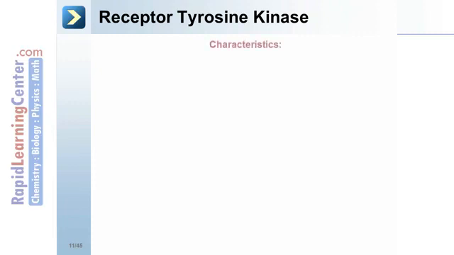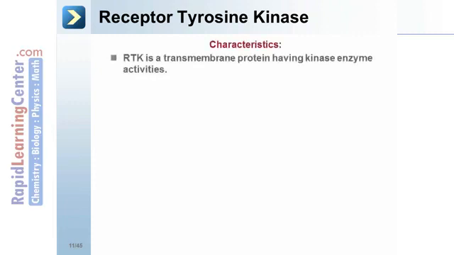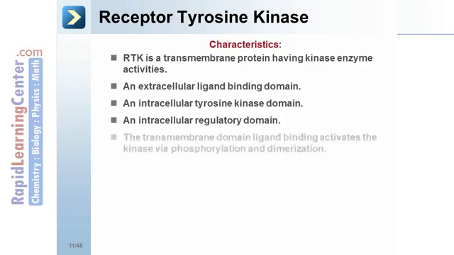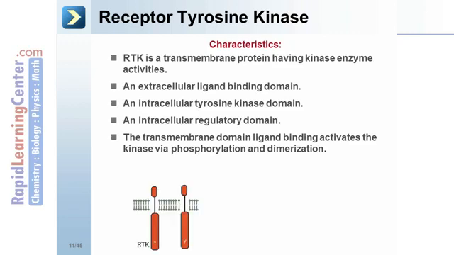Receptor tyrosine kinase. Characteristics. RTK is a transmembrane protein having kinase enzyme activities. It has an extracellular ligand binding domain. It has an intracellular tyrosine kinase domain and an intracellular regulatory domain. The transmembrane domain ligand binding activates the kinase via phosphorylation and dimerization.